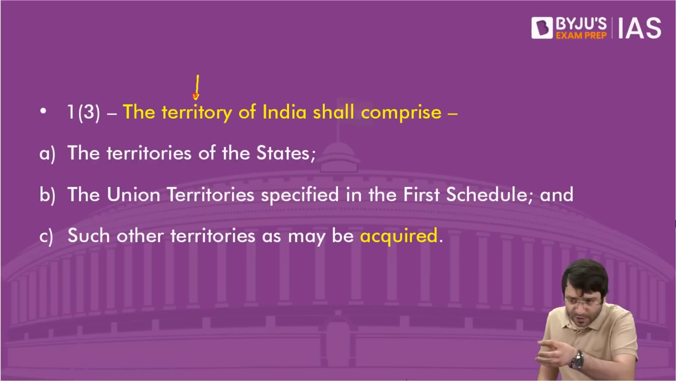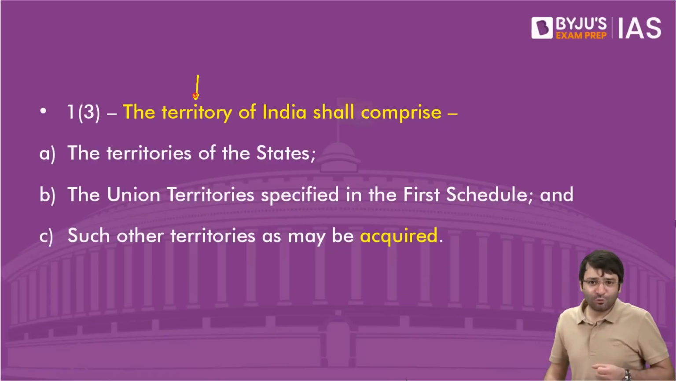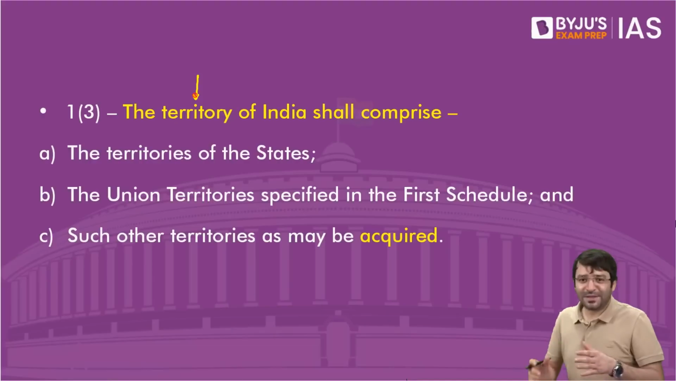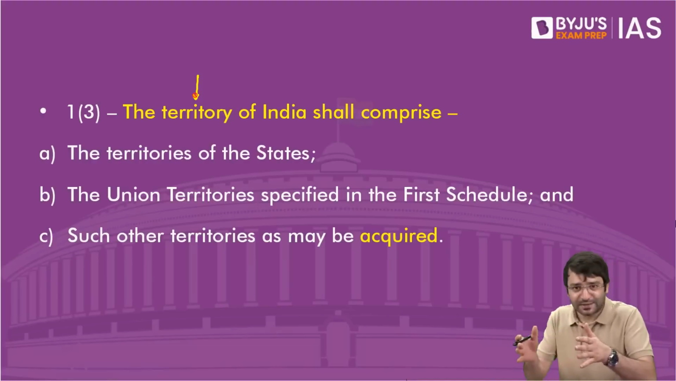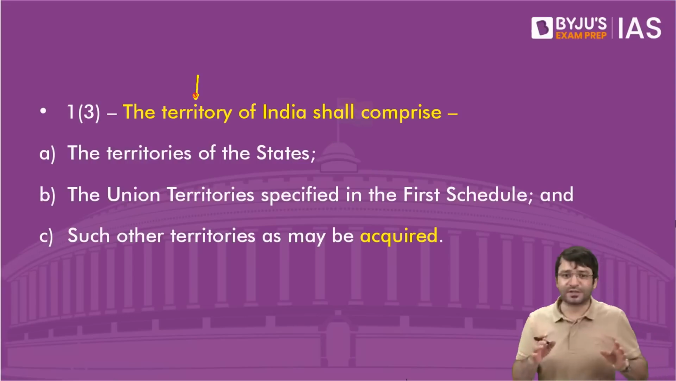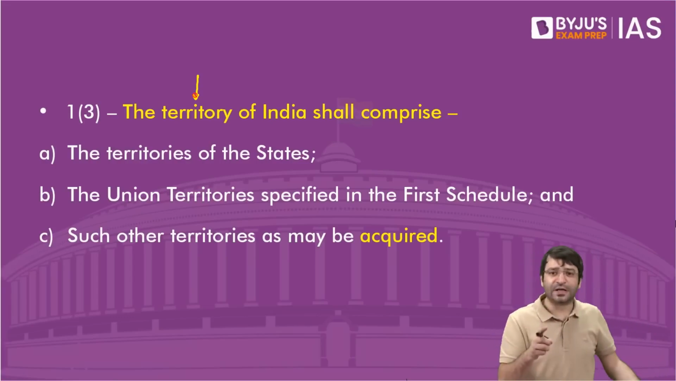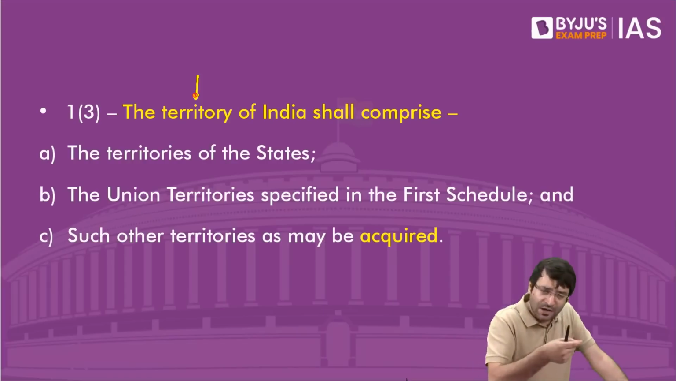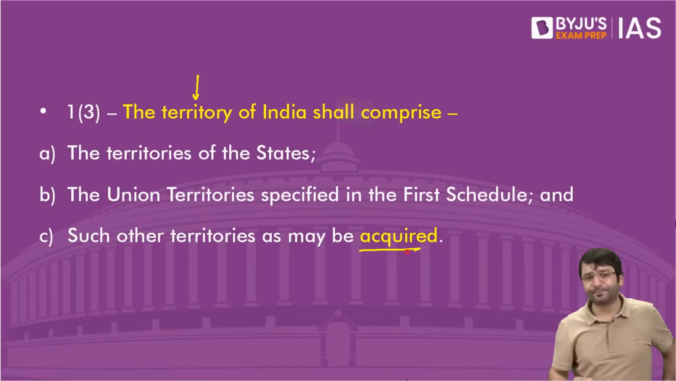What if tomorrow we acquire Pakistan? What if tomorrow we acquire Sri Lanka? What if tomorrow we acquire Myanmar? And who stops us from acquiring China? That means our territory can also expand. That is why the constitution says that the territory of India shall comprise either states, or union territories, or such territories as may be acquired.